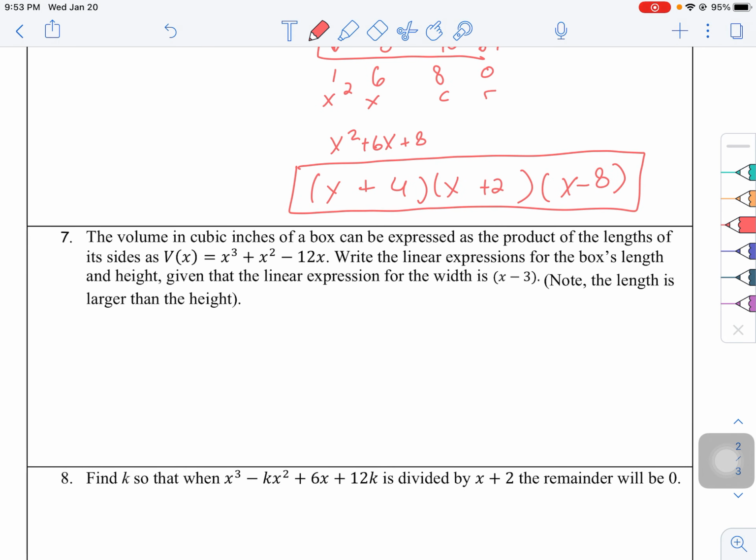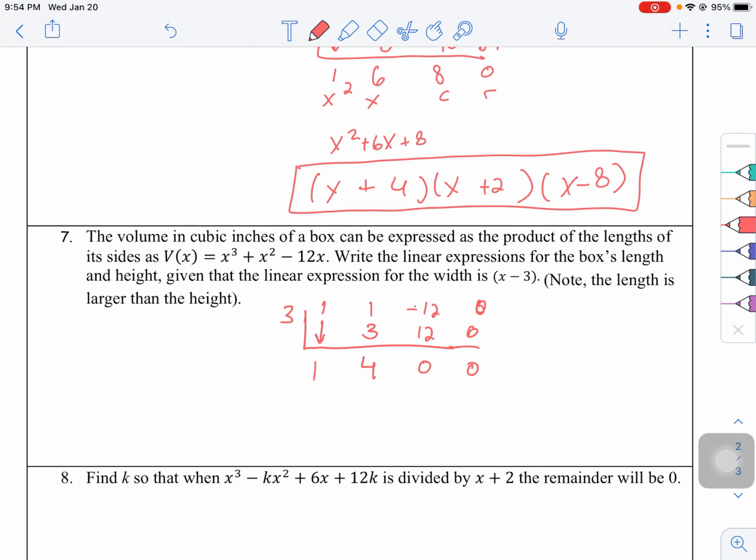So, we know that one of the factors is x minus 3. So that's where we're going to start. Positive 3 on the outside. 1, 1, negative 12. And then the last thing is 0, right? That's x cubed, x squared, x, and our constant term of 0. So then we drop the 1. You get 1. 3 times 1 is 3. 1 plus 3 is 4. 4 times 3 is 12.